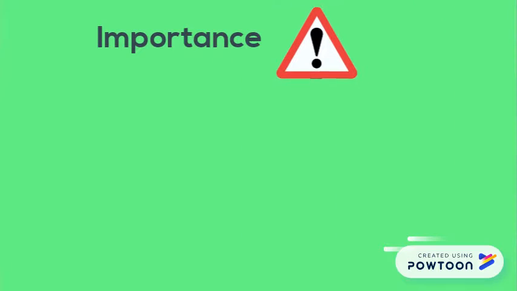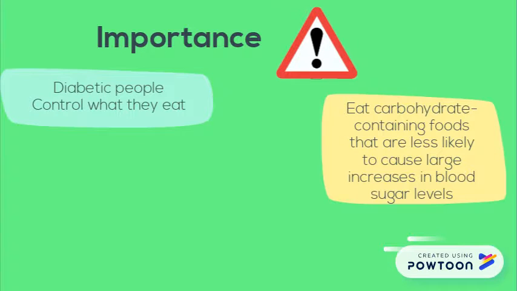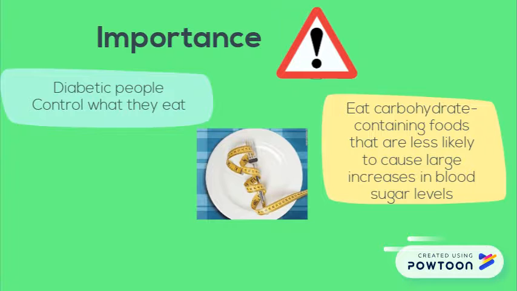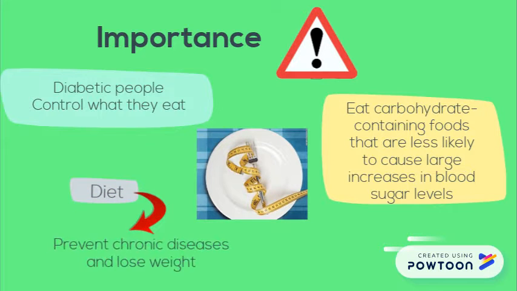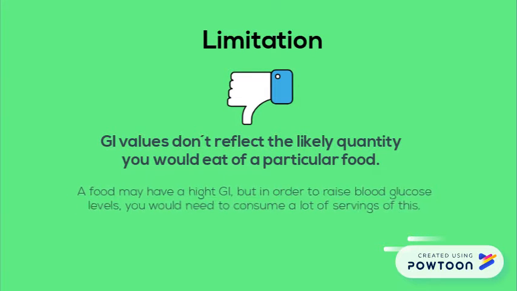In the beginning, glycemic index was created so that diabetic people could control better what they eat. Its purpose is to eat carbohydrate-containing foods that are less likely to cause large increases in blood sugar levels. The diet could be a means to lose weight and prevent chronic diseases related to obesity, such as diabetes and cardiovascular disease. However, glycemic index may have a limitation.